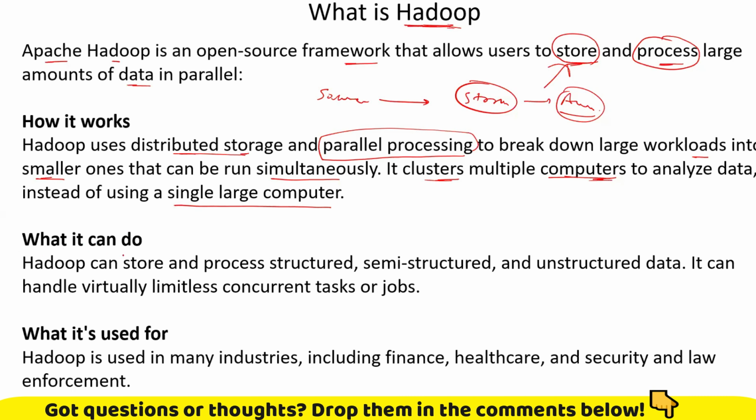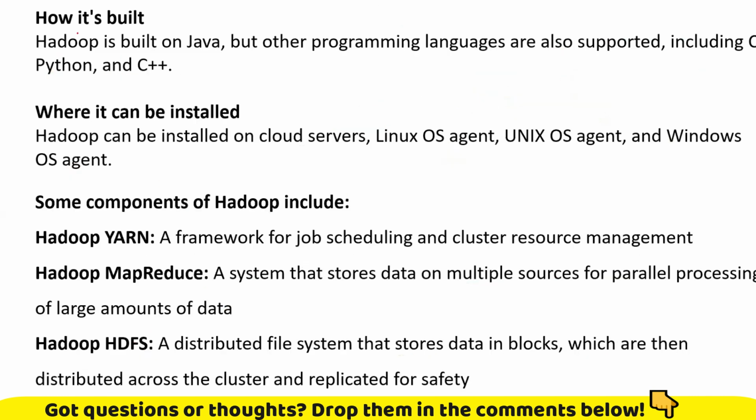What can it do? Hadoop can store and process structured, semi-structured, and unstructured data. It can handle virtually limitless concurrent tasks or jobs. So this is Hadoop's capability we are talking about. And what it's used for: Hadoop is used in many industries, including finance, healthcare, security, and law enforcement. Okay, so now let's see how it's built.